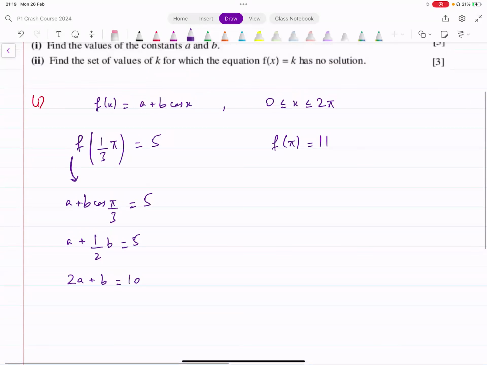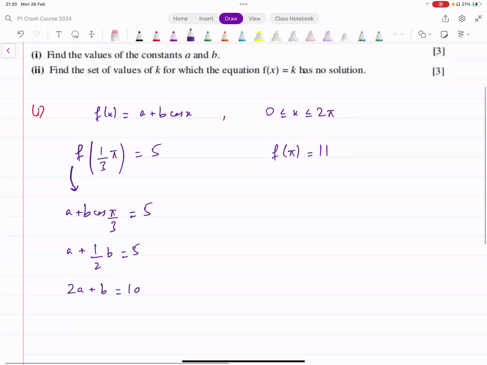Similarly, yes, sir, cos of pi over 3 is 0.9. Make sure your calculator is in radian mode. Let me just confirm that as well. Cos of pi over 3. Yeah, it's 1 over 2. Your calculator needs to be in radian mode. Okay.